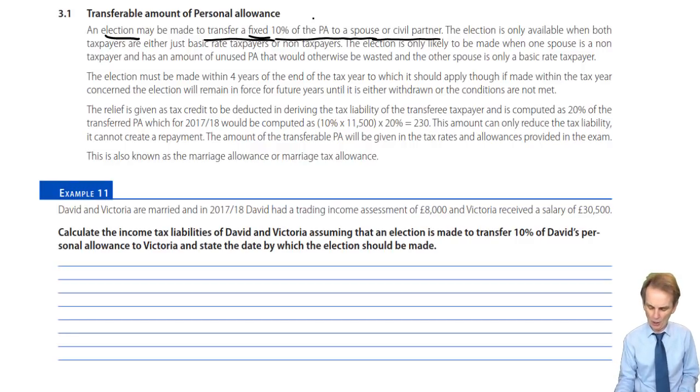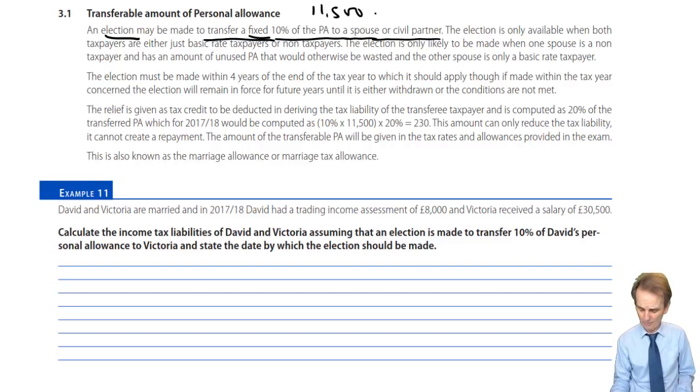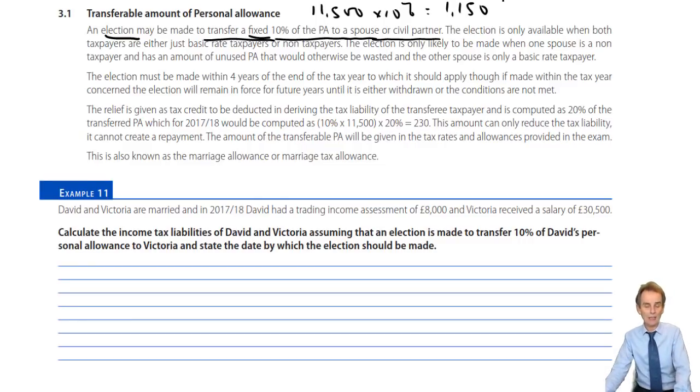Now, we know that our personal allowance for our tax year is £11,500. So times 10% will be £1,150. And that's known as the transferable amount of the personal allowance. Now, that figure, rather than the 10% figure quoted there, is provided to you, again, on your rates and allowances pages with you in the examination room. The transferable amount of the personal allowance.